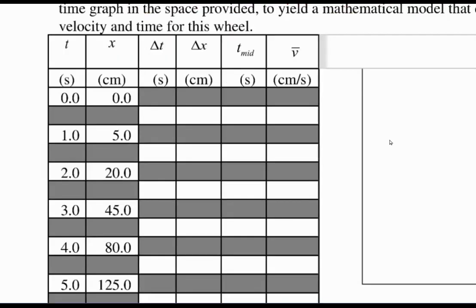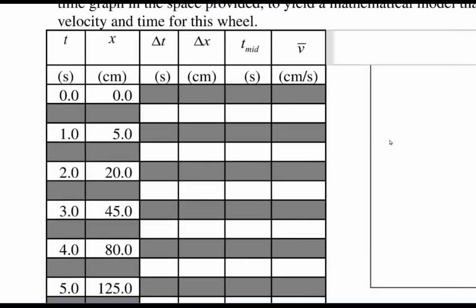So this first one, to find your change in time, I need to look at what the time was and what the time will be, and I subtract them. So 1 minus 0 is 1. Okay, then I look at these two. What's 2 minus 1? 1. Then I look at these two. Does that make sense? Okay. Go all the way down that column.